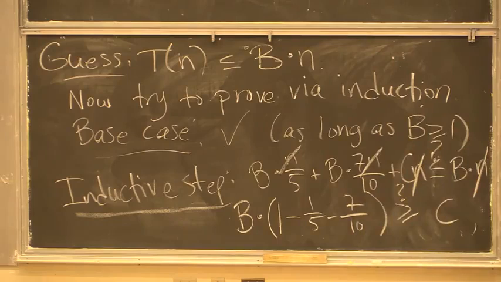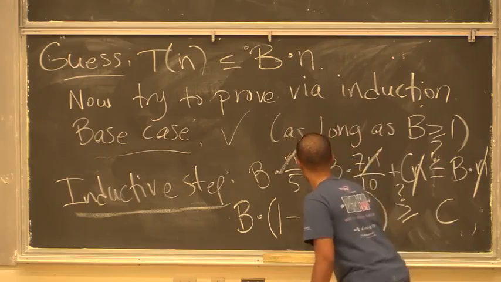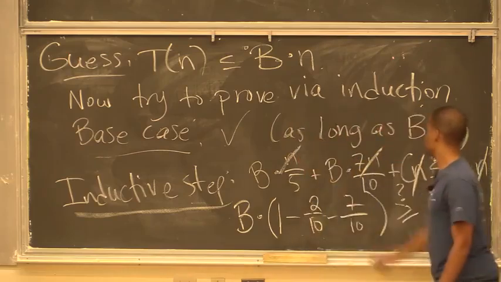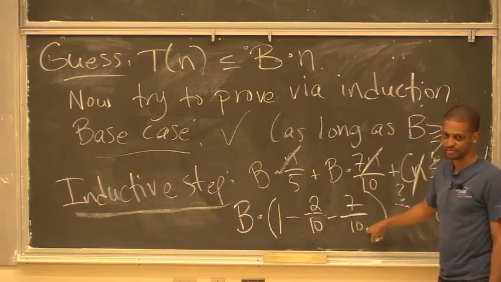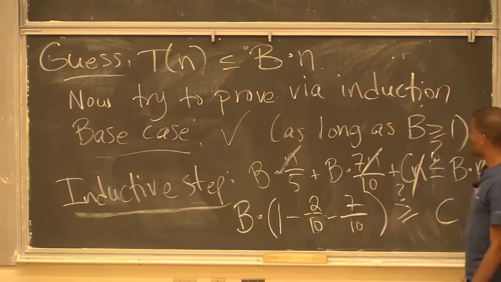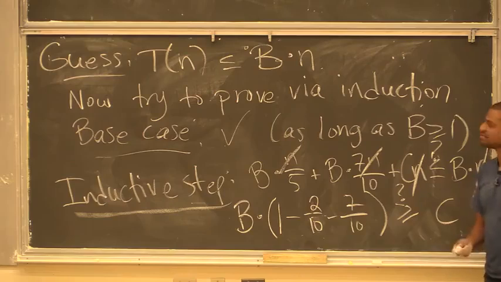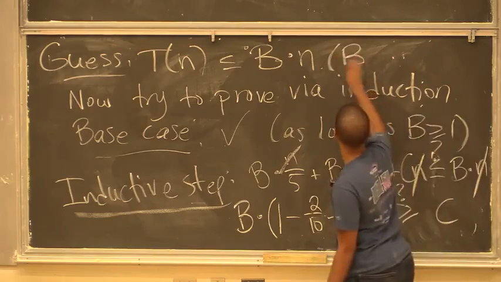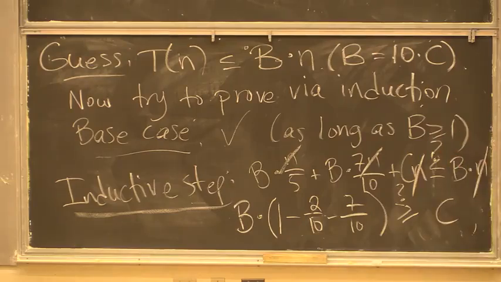1 over 5 is also known as 2 over 10. And 1 minus 2/10 minus 7/10 is 1/10, right? So what we're asking is, is b over 10 at least c? Well, yes, because I'll just set b to be 10 times c. Okay? So we're done. Our induction goes through if we set b to be 10 times c.